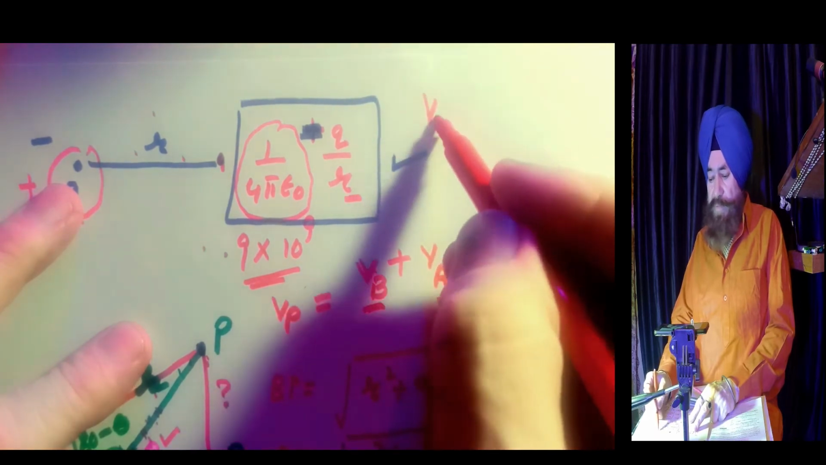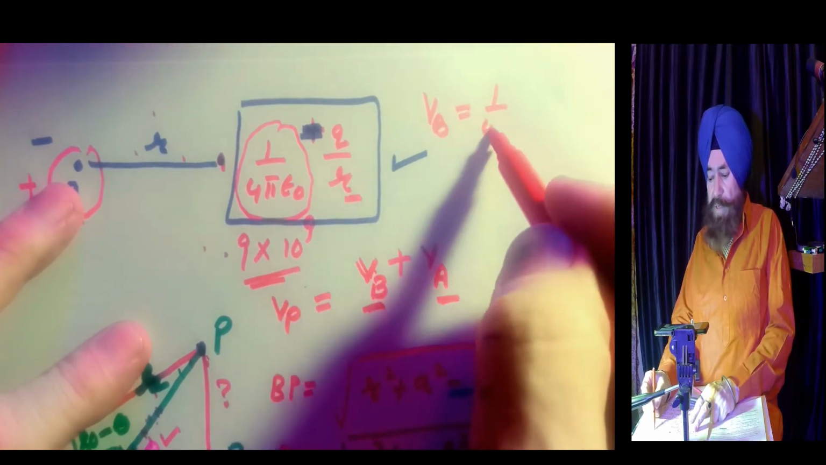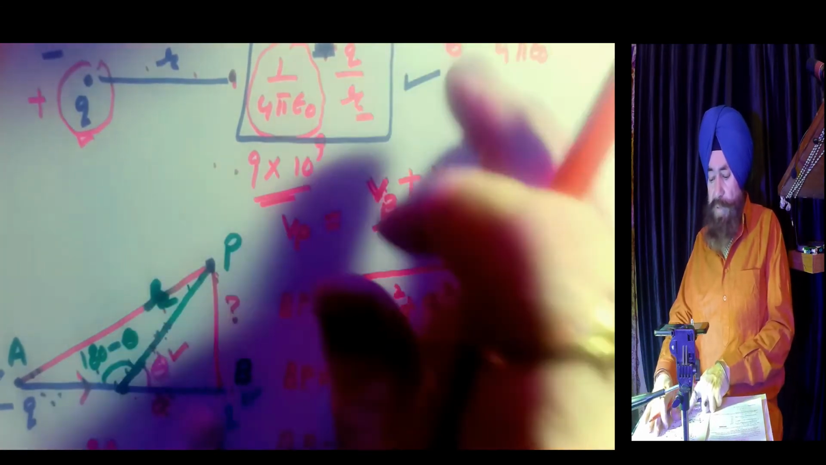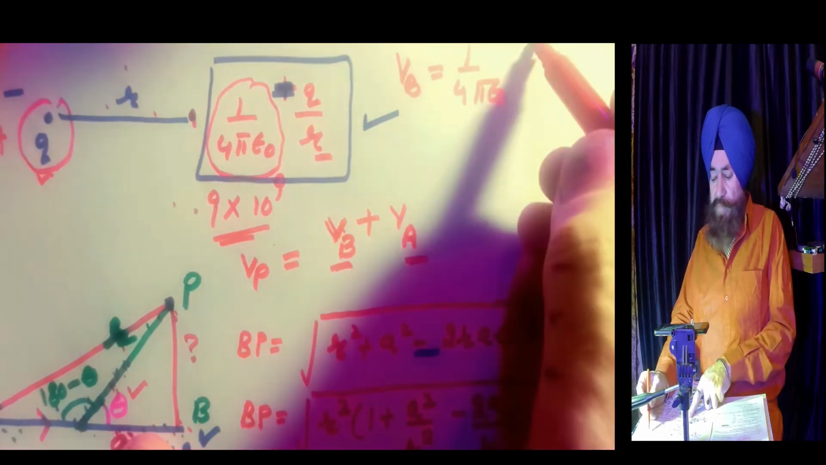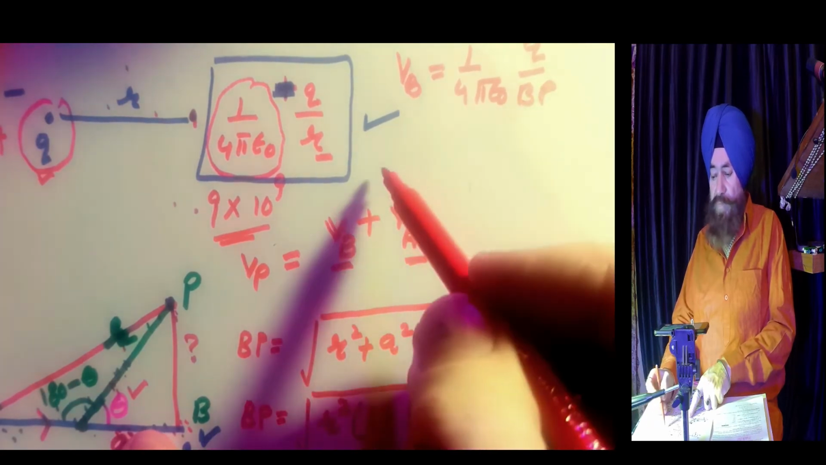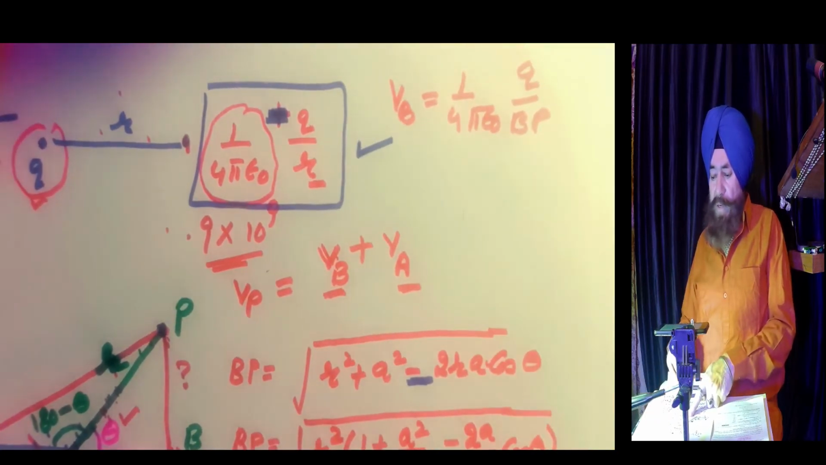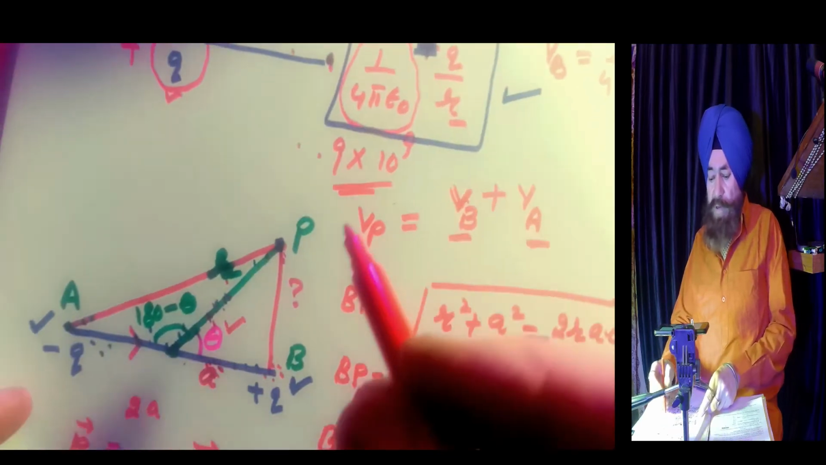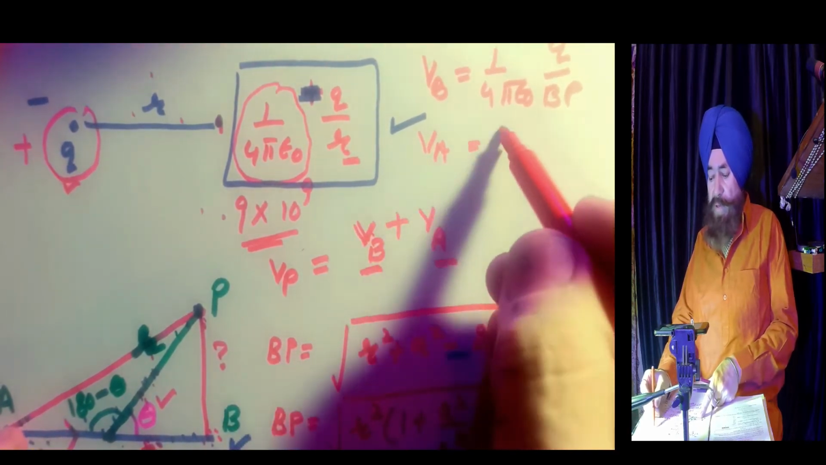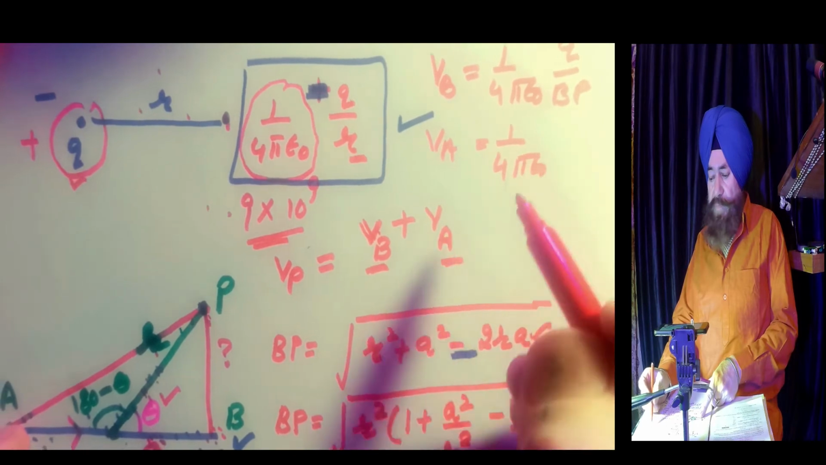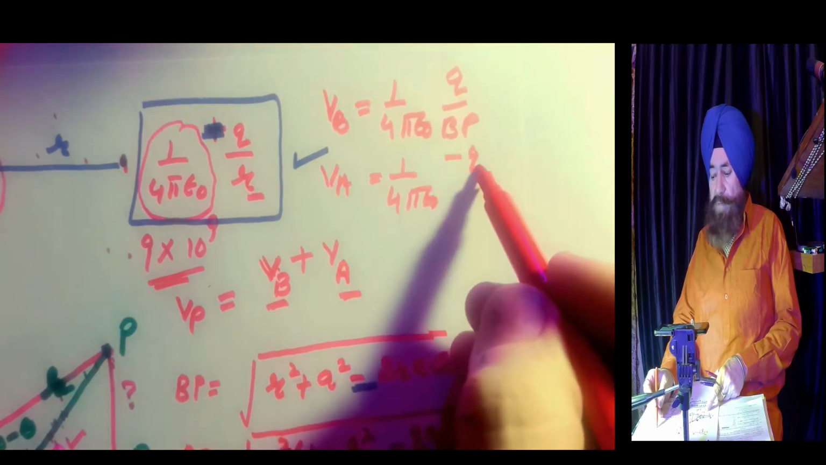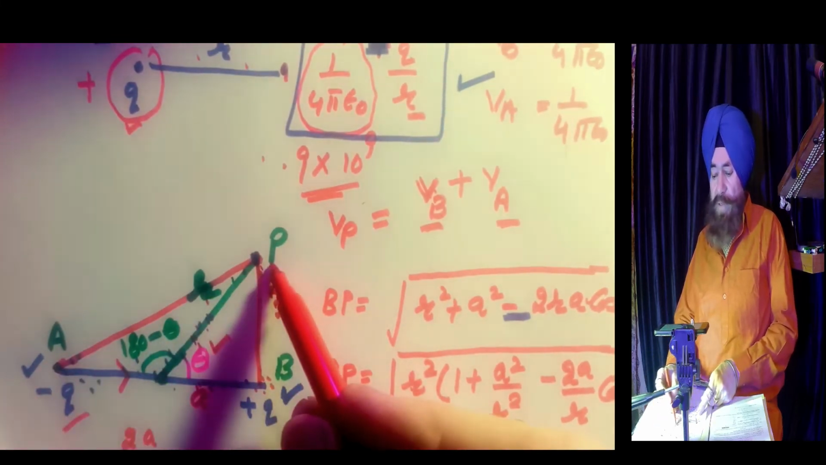VB is a constant, then this plus Q upon the distance, which is BP. Right? Now similarly you write the potential because of the charge at A, VA. It is a constant. Now the charge is minus Q, so minus Q upon the length AP.